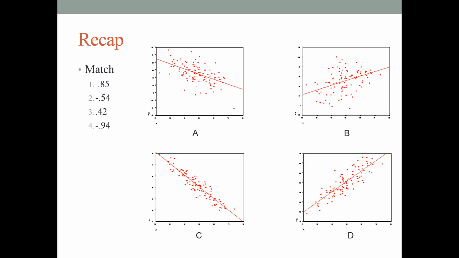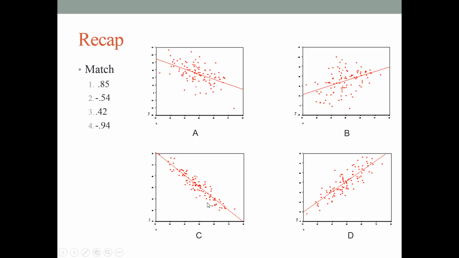Now, recap. I want you to match these four scatter plots with these four r values. Okay, pause the video, try to do the match, and then resume the video. All right, now let me analyze this for you. There are four values, but two are positive and two negative, right? As I said, positive and negative just imply direction. So let's focus on the positive values first: 0.85 and 0.42. You can see the strength is quite different.